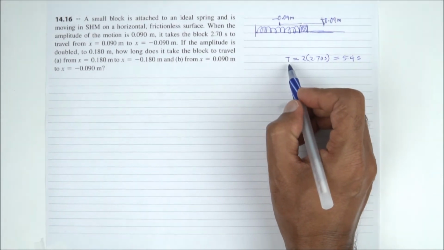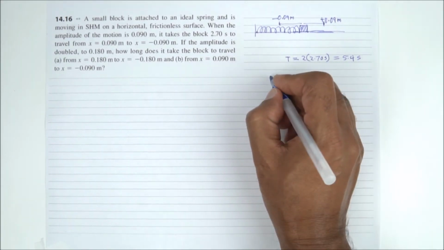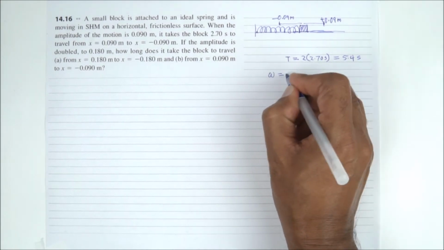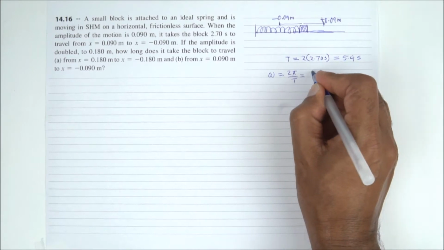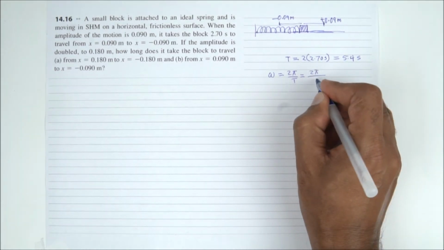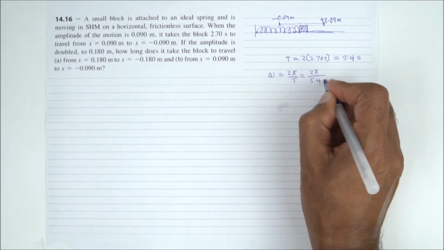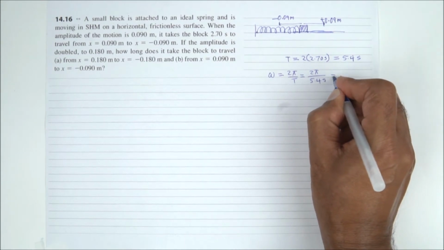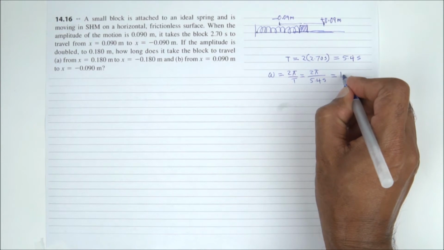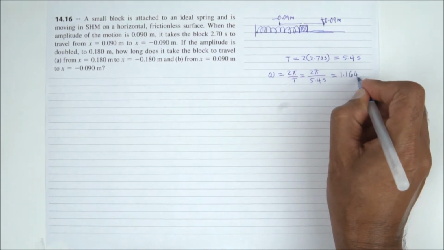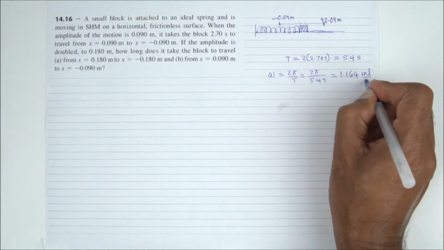Now with this, you can actually calculate the angular frequency, omega, because omega is related to T. Omega is 2 pi over T, and that is 2 pi over 5.4 seconds, and using a calculator, that gives you 1.164 radians per second.